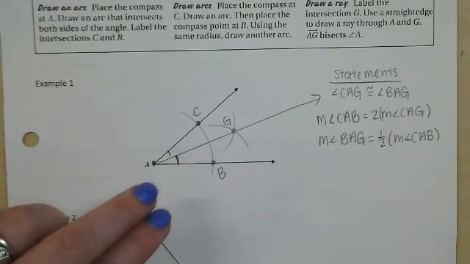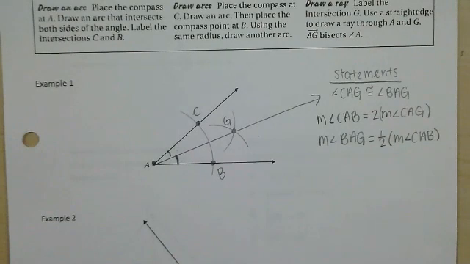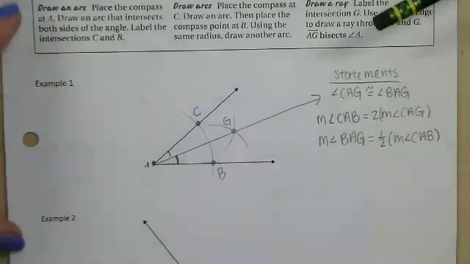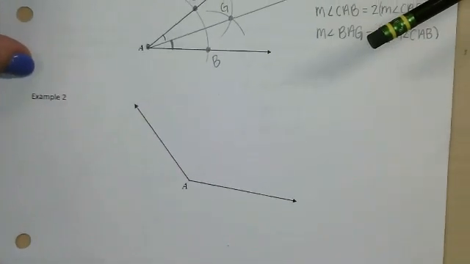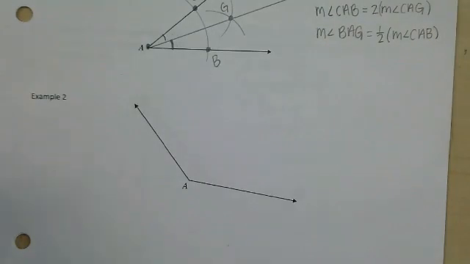The two small ones are equivalent to each other. The small one could be doubled to make it equal to the large one, or the large one could be halved to make it equivalent to one of the smaller ones. Okay, let's see here. Let's do that again on example number 2.